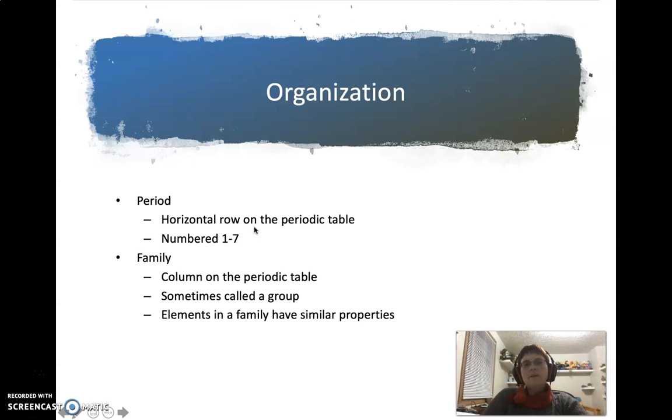Then you've got families. Families are the columns, so the up and down sections of the table. Sometimes you'll see them called groups, or they'll be labeled as groups. Family and group mean the same thing. All of the elements in a family have similar properties, with one tiny exception, and I'll talk about that when we get to it.